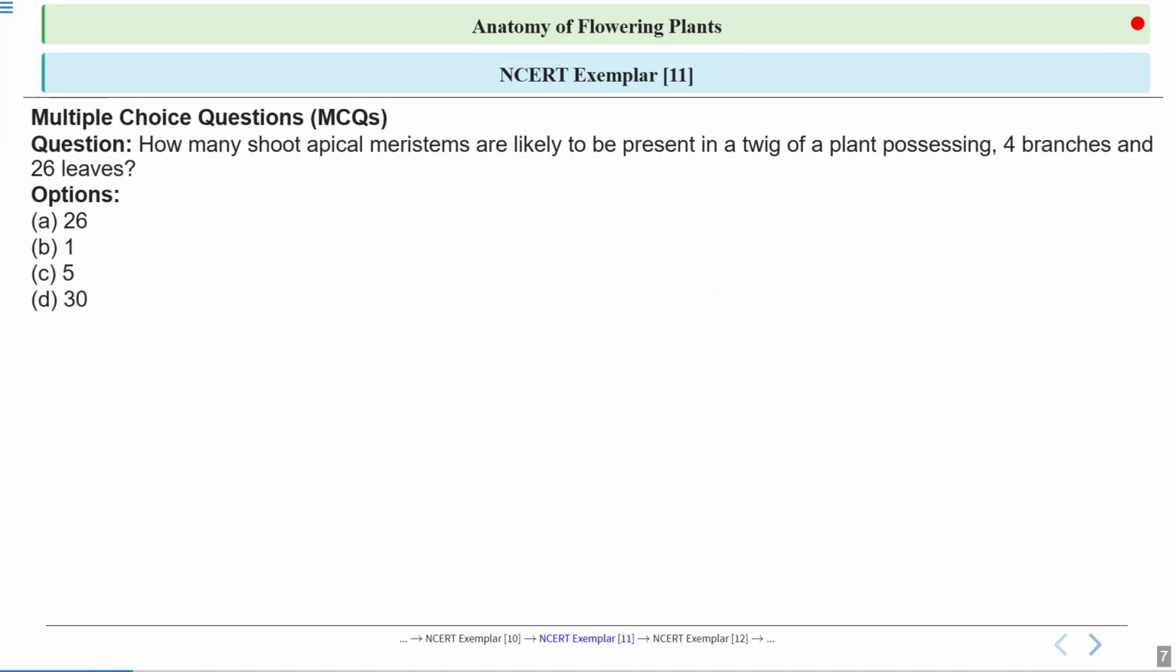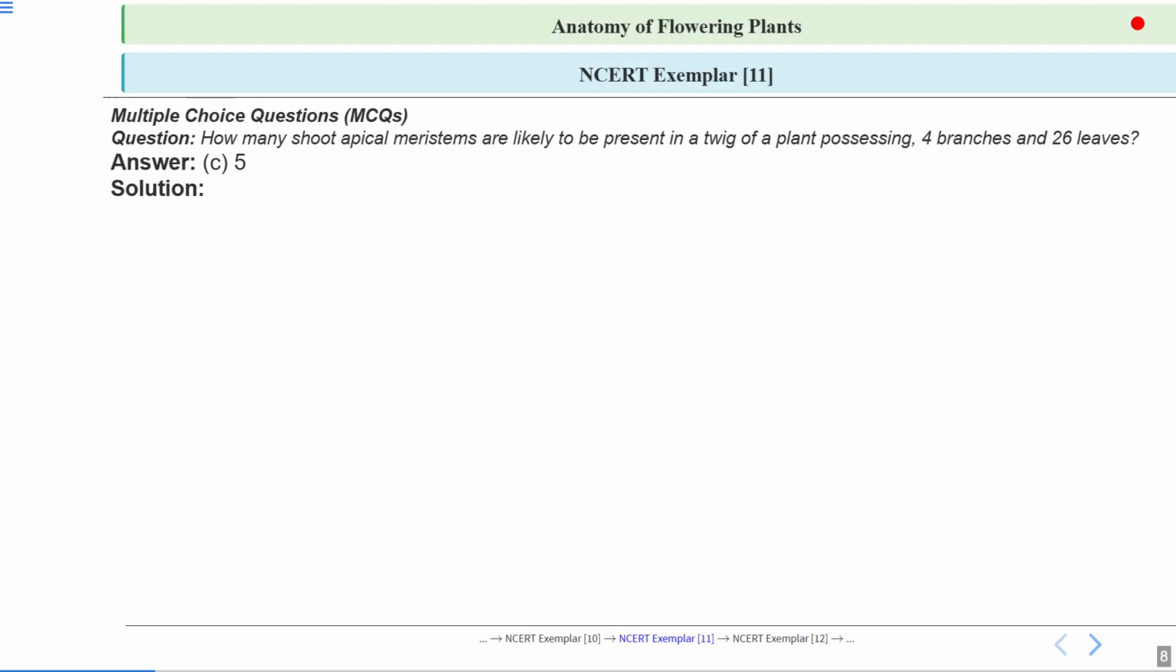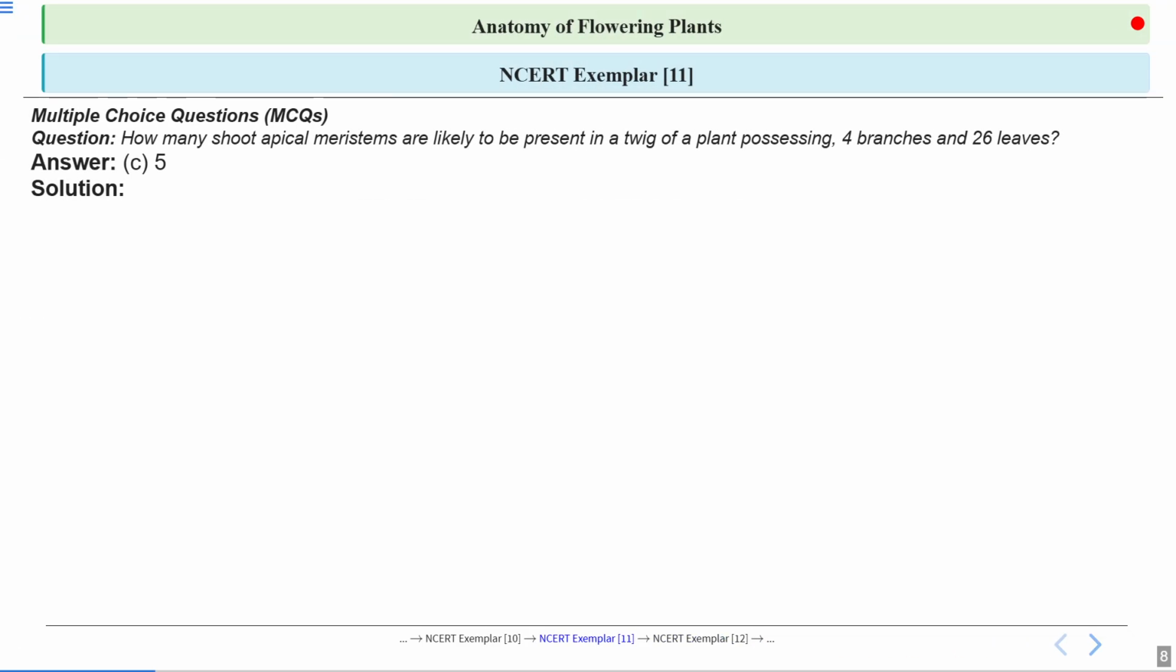Next question. How many shoot apical meristems are likely to be present in a twig of a plant possessing 4 branches and 26 leaves? Let us see the options for this question. A. 26, B. 1, C. 5 and D. 30. And the correct answer is option C, 5.